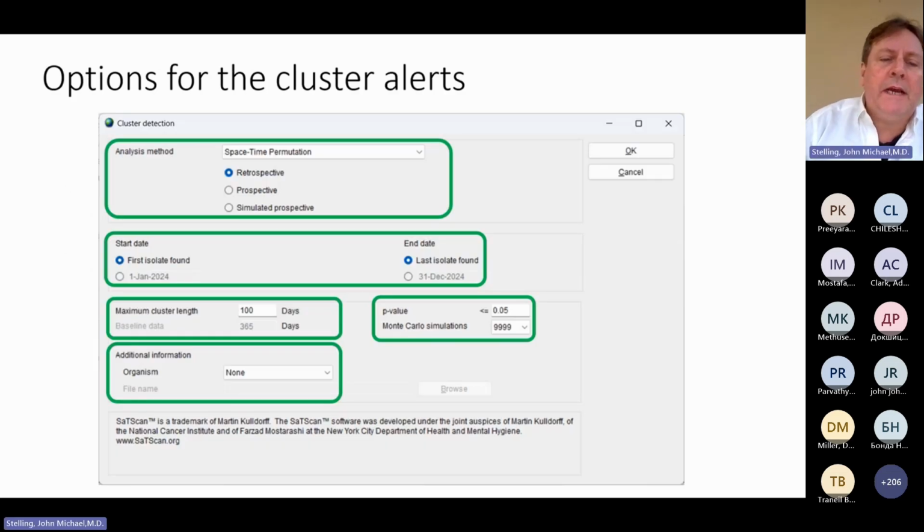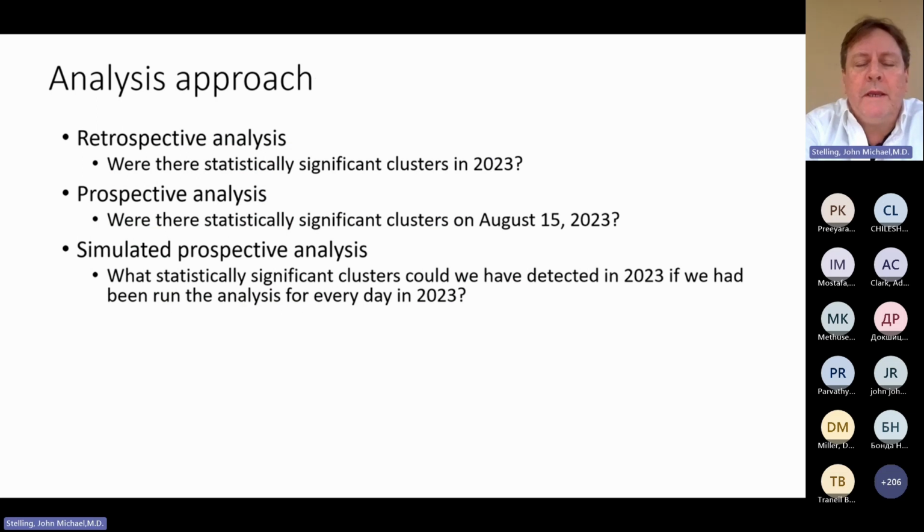The first question here is the analysis method. We can ask this as a retrospective question, a prospective question, or a simulated prospective question. If we run this as a retrospective question, an example of that is asking the question, do we have any statistically significant clusters in 2023? You run the analysis once, the answer is yes or no. So that's a retrospective question. Were there any outbreaks last year? And so far, all of the examples I've shown you have been retrospective analyses. That is an interesting question.